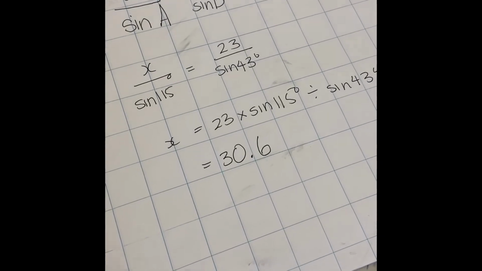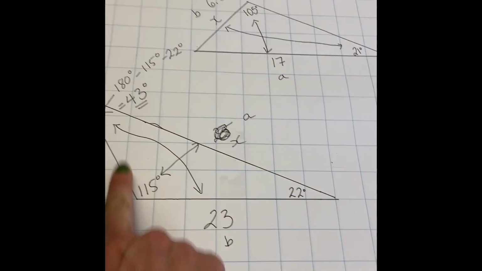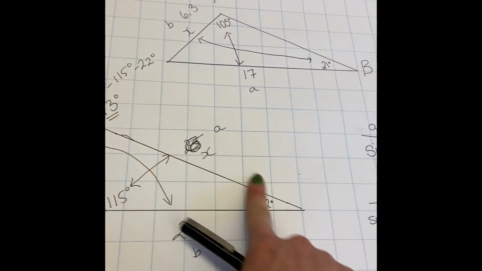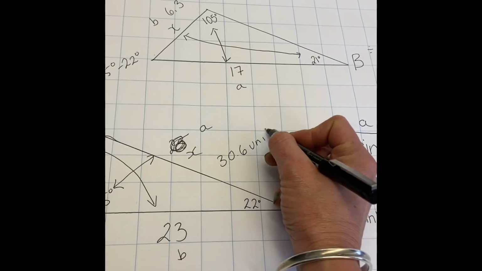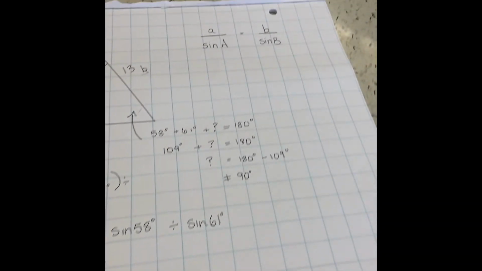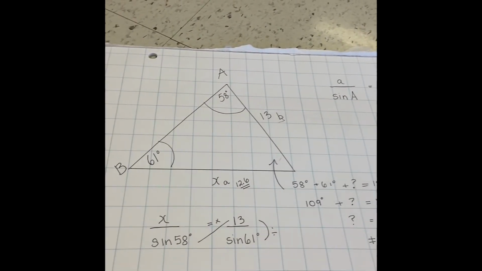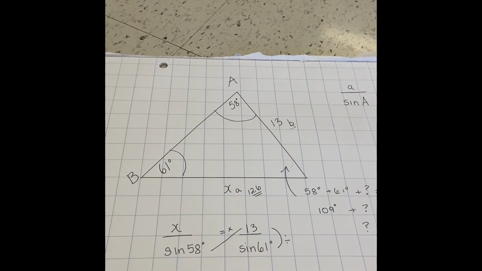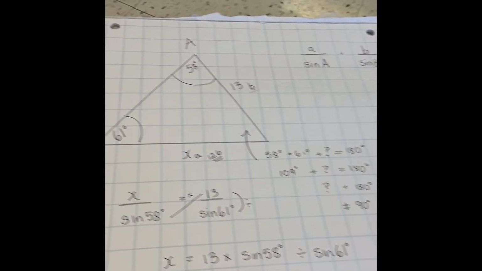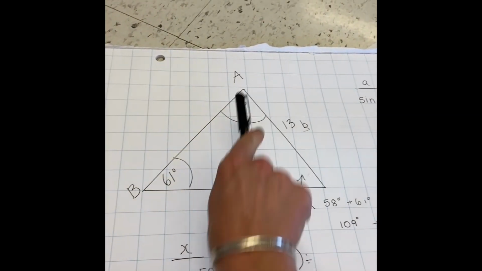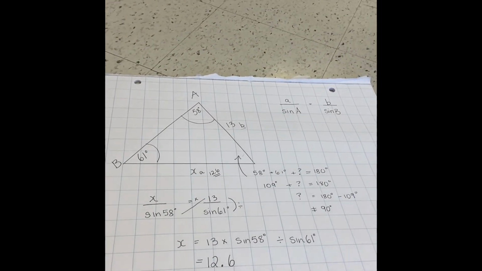If I use my calculator, I got 30.6, and that makes sense. This is 23, and this side definitely looks longer, so this side has length 30.6 units. Okay, so that's how we use the sine law. Remember, the sine law is strictly used when we have a triangle with no 90 degree in it. And you also need to remember that in order to use the sine law, you need to have opposite things, opposites and opposites. That's the only way we are able to use this rule.